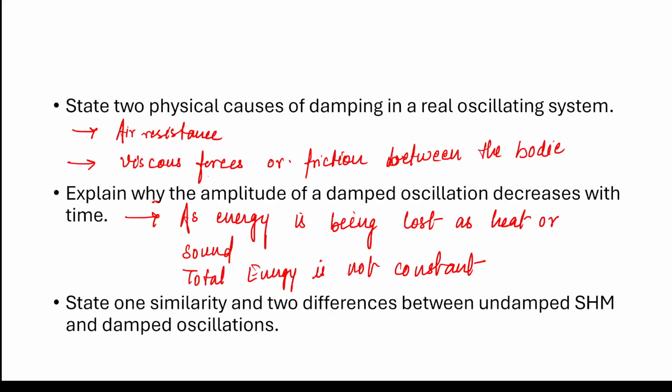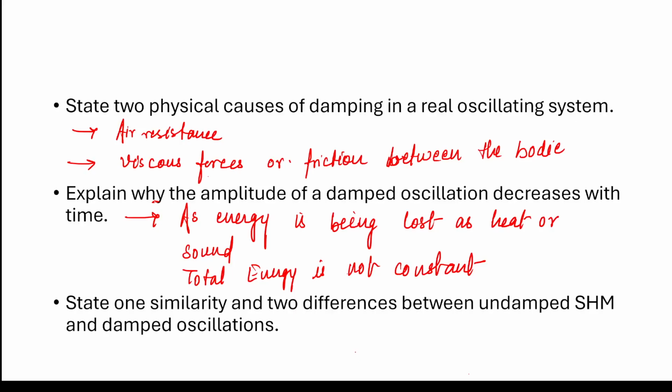State one similarity and two differences between undamped SHM and damped oscillation. So let's see one similarity. Both are oscillatory motions about the equilibrium position. Don't say both are SHM, but they both are oscillatory. Differences: undamped has constant amplitude, and in undamped oscillation, total mechanical energy remains conserved.